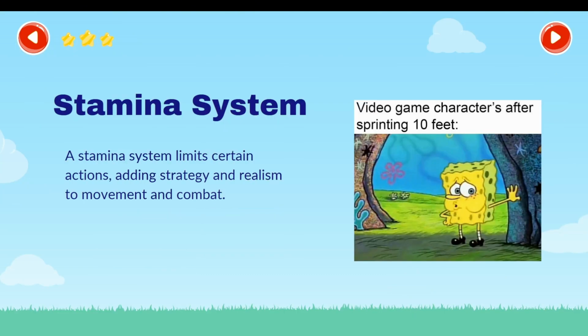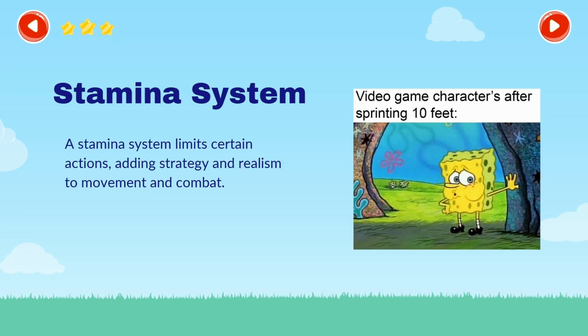And finally, we have the stamina system. This is important for action games, especially. So a stamina system limits certain actions like maybe blocking, dodging, sprinting, and things like that. It adds a bit of strategy and realism to movement and combat. We'll have a tutorial on the stamina system as well, but for now, we'll talk about this. Alright, let's proceed with the stamina system.